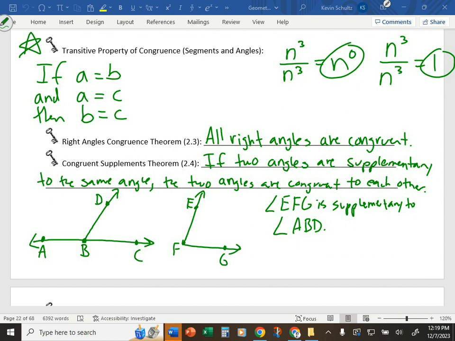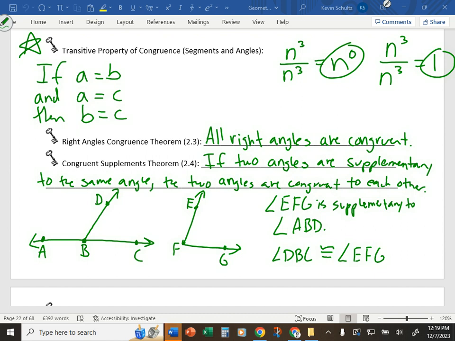If you are told that angle EFG is supplementary to angle ABD, what is the conclusion you can make based on this theorem? Brielle. They equal 180. Good. Andrea. The conclusion is that angle DBC is congruent to angle EFG.